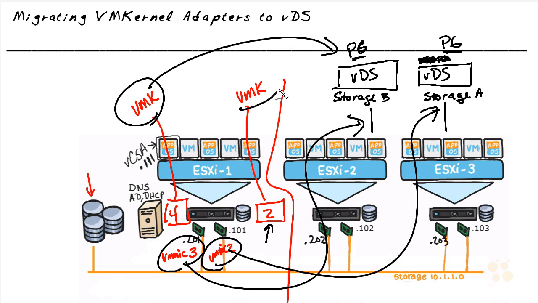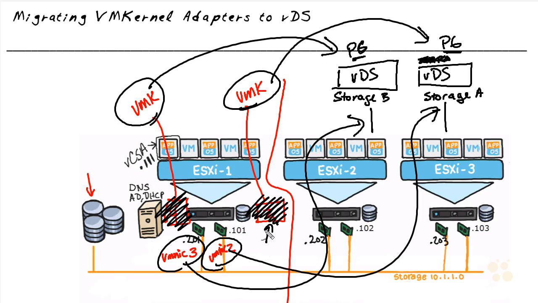And we can take this VM-kernel adapter and associate it with the port group over on the switch called storage A. And what we've effectively done is we've removed switch 4 and removed switch 2, the two standard switches, from the picture. They're no longer going to be used. And instead, each of the ESXi hosts will be using in their place the storage A and storage B virtual distributed switches.